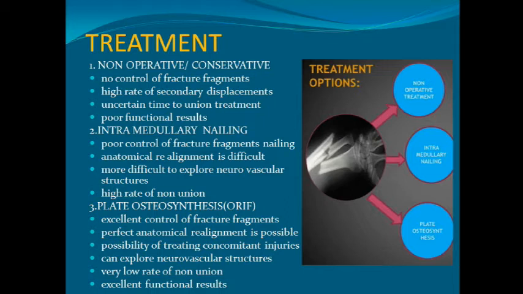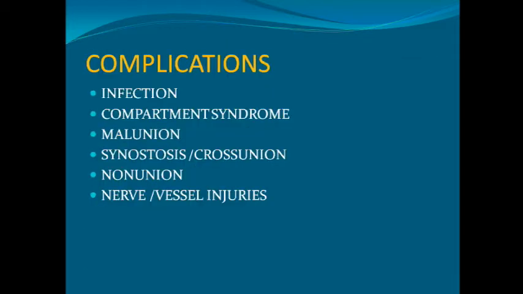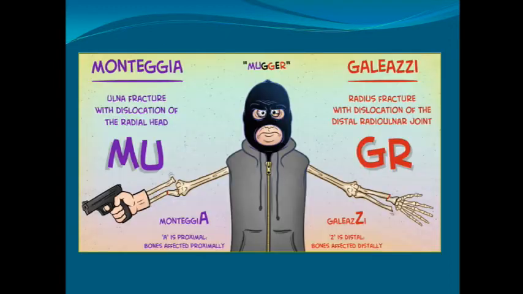So what are the complications of forearm fractures? There may be infection, compartment syndrome, malunion, synostosis or cross union. As I said before while teaching non-union, in both bone forearm fractures, cross union is very common. There is also non-union, and nerve and vessel injury. Okay, so these are a few complications which result from both bone fractures.